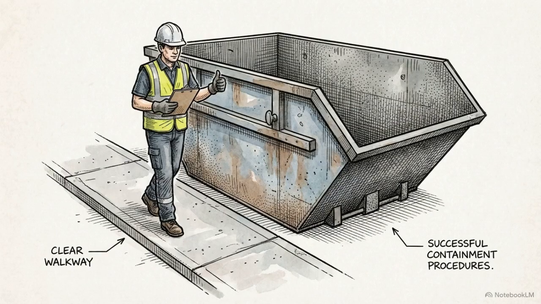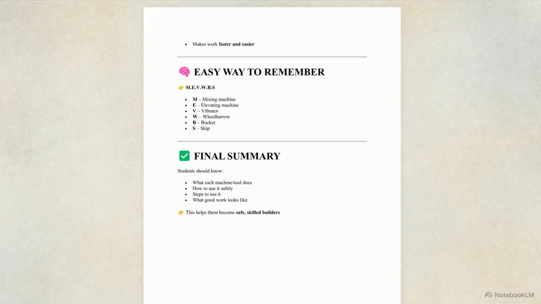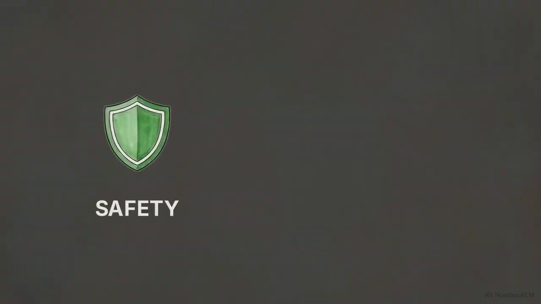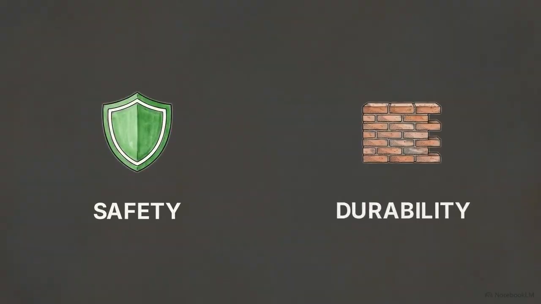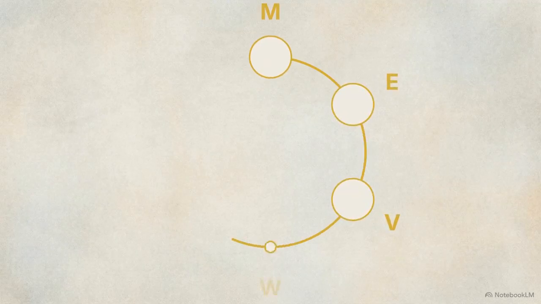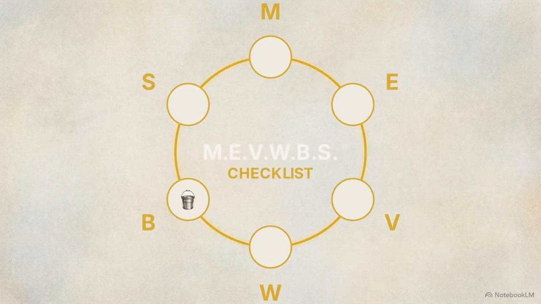To recap the complete daily cycle, remember the MEVWBS framework: mixing machine, elevating machine, vibrator, wheelbarrow, bucket, and skip. Following the specific rules for each piece of equipment gives you two major real-world payoffs. It prevents accidents, and it drastically improves the structural quality of your finished build. After the work is done, you must clean all machines immediately. Always mentally verify this 6-step checklist before you start every shift, or before you sit down for your exams.